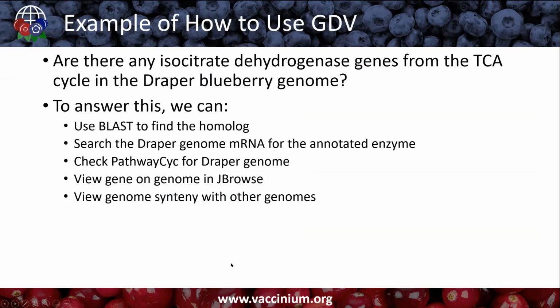All right, so for this example, we are going to see if there's any isocitrate dehydrogenase genes from the TCA cycle in the Draper blueberry genome. So to answer this, we can search the database a couple ways. I'm going to show these two are kind of the same, different ways of having one starting point. So I'm going to show using BLAST to find homologs. And then also I'm going to show you how to search the annotations that are in the database. And then we are going to narrow down our list using pathway psych, and then view one of the genes of interest in JBrowse, and also look at synteny with other genomes.